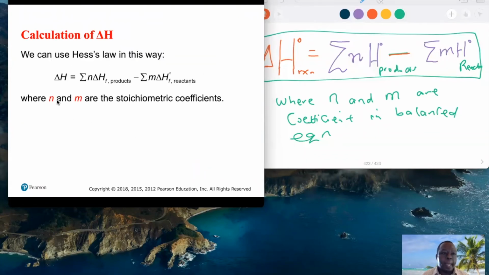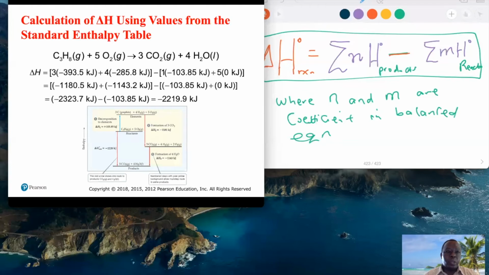m is the coefficient in the balanced equation for the reactants. n is the coefficient in the balanced equation for the products, product minus reagent. We can calculate this from the standard enthalpy of formation, and for propane, we multiply by 3. That is where the coefficient comes in. This is for the CO2.